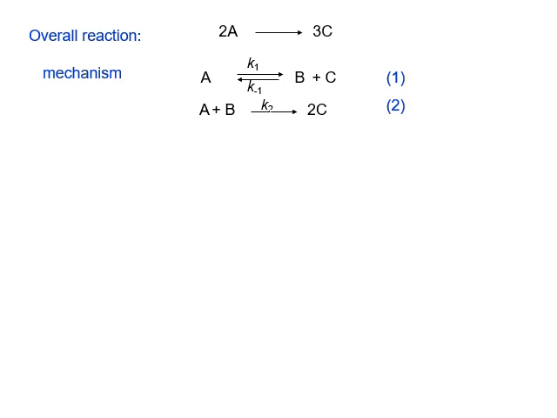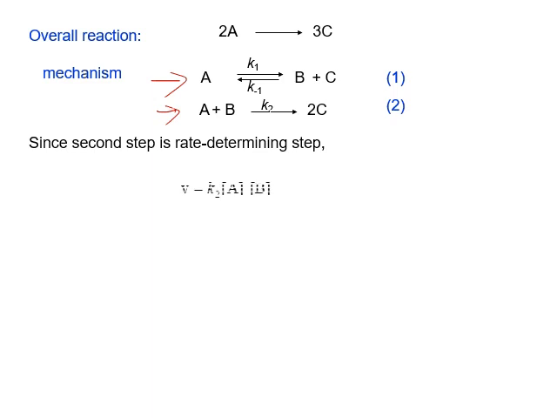So in this mechanism, the first step is in equilibrium, and the second step is slow, which is a rate determining step. And therefore, the overall rate law can be written as just the second step, K2 times reactants AB, which is the second order reaction. And this is a rate determining step.